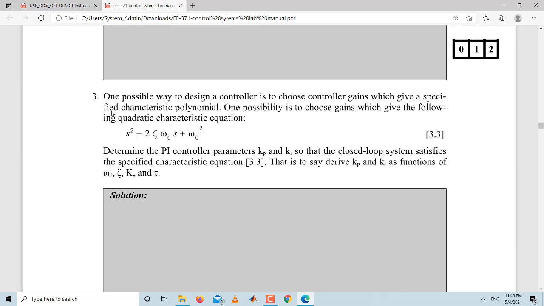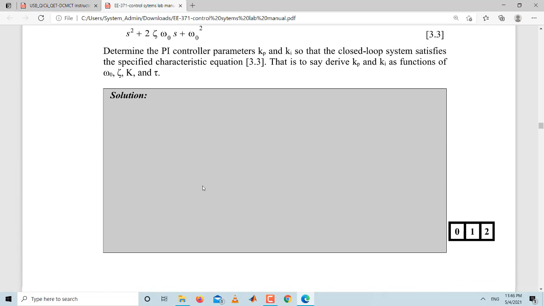Now how are we going to select the gains? There can be many methods. One of them is solving a polynomial equation, the specified characteristic polynomial, s square plus 2 zeta omega naught s plus omega naught square. And using this particular characteristic equation, we have to solve the problem for finding the control parameters Kp and Ki. That simply means that we have to derive the relations of Kp and Ki in terms of zeta and omega naught, capital K and tau. Let's discuss how we can do that.